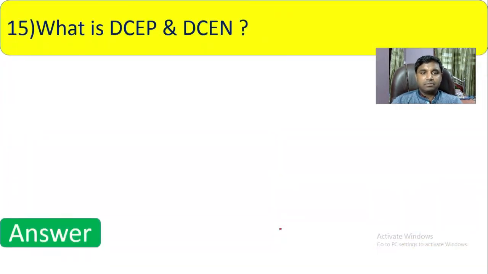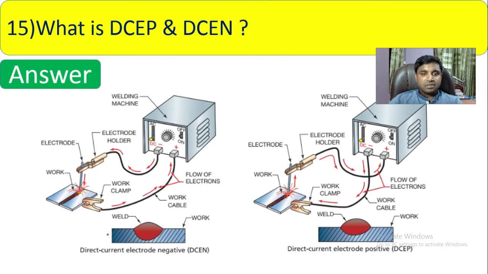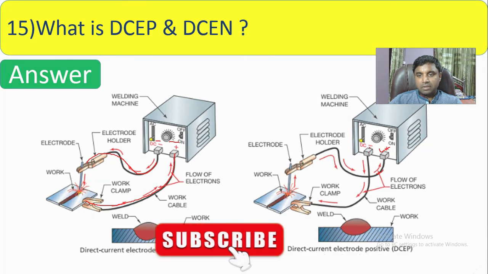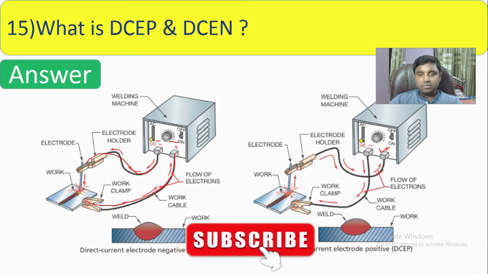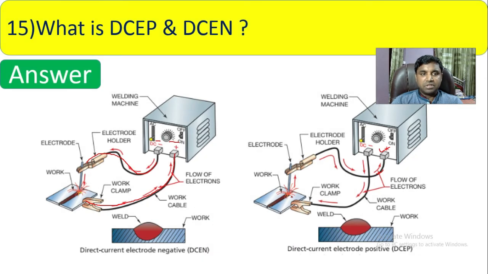So you see here one sketch. You see here, one is DC positive, one is DC negative. DC positive, sorry, DC negative is connected to your clamp on the workpiece, and DC positive... no, DC negative is connected with the electrode. So that is called the DCEN. And this DC positive is connected with the electrode, and the negative with the workpiece. That is called the DCEP. So understand, it is clear in this picture.